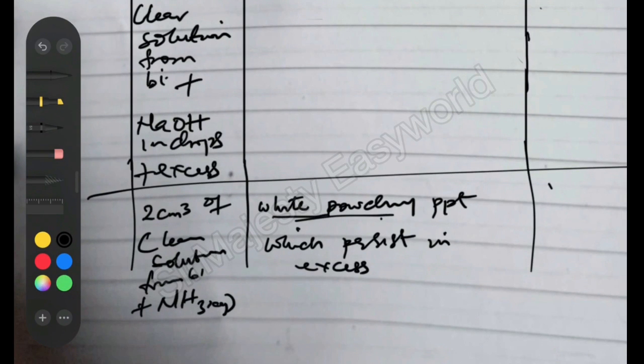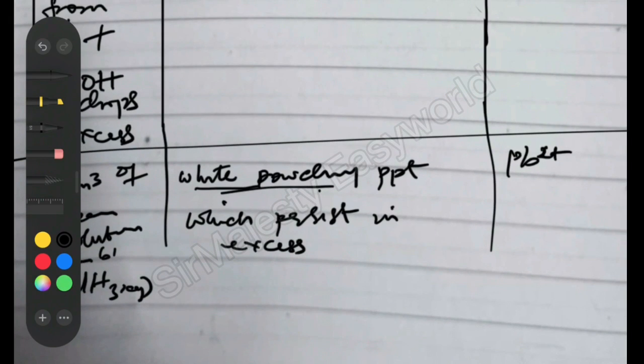So since it's white and powdery, you just say lead 2 present or lead 2 still likely, because it's only HCl that will confirm lead, or hydrogen sulfide, where you form a black precipitate of lead 2 sulfide. Okay, these are the 2 things. So potassium iodide can also do that. It will give a yellow precipitate of lead 2 iodide.